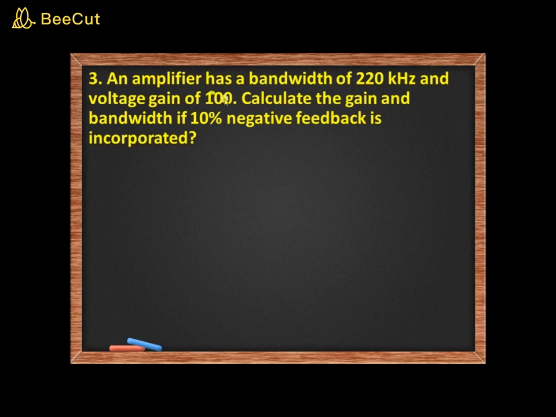So in this problem they have an amplifier with a bandwidth of 220 kilohertz, and a point to be noted here, they have not mentioned it as a bandwidth with feedback, so it will be BW, and voltage gain of 100, and here also they are not mentioning it as with negative feedback, so it is just A. And they are saying, calculate the gain and bandwidth after negative feedback is incorporated. Then we should calculate the gain with feedback and bandwidth with feedback. Okay, so now let's start with the solution.